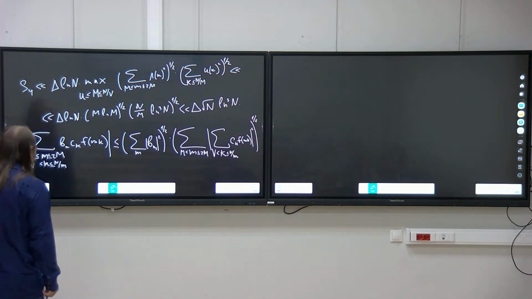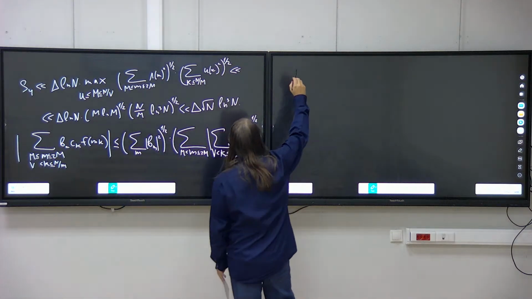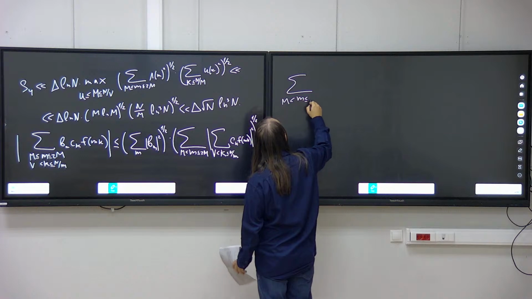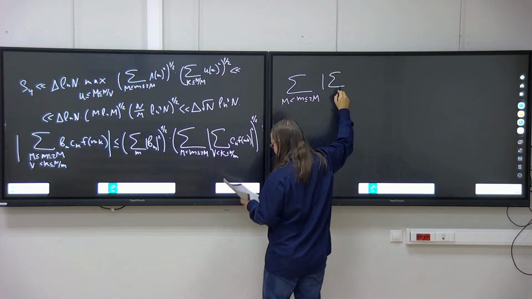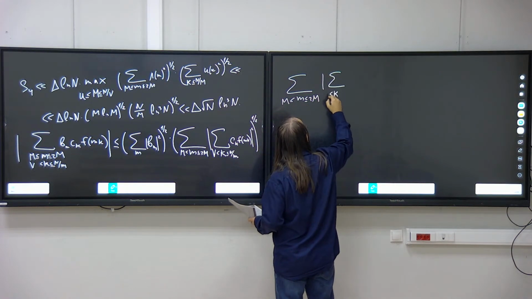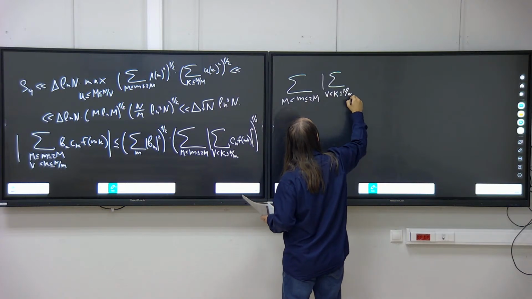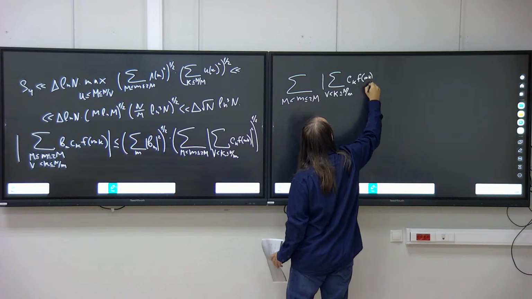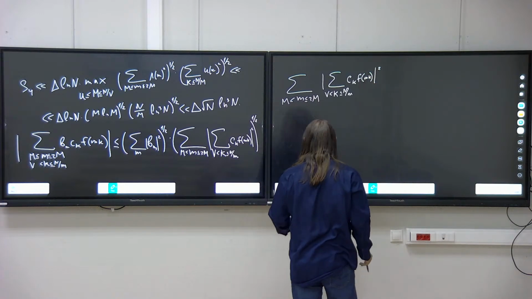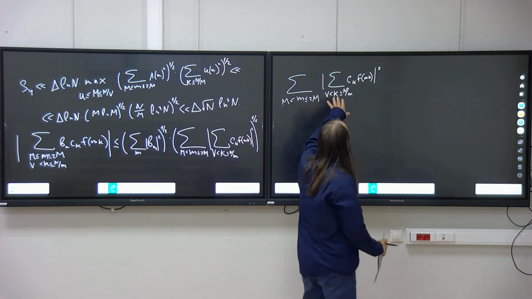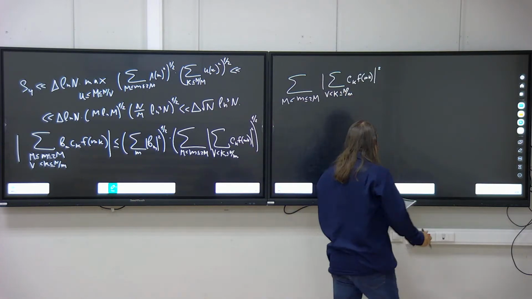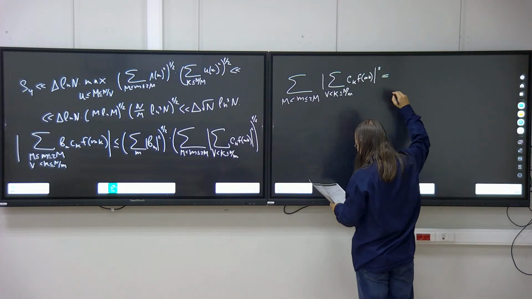Expanding the brackets, you are going to get what? Sum over all m between M and 2M, sum over all k between V and N over m, c_k f of mk squared. Then you multiply this sum by its conjugate. And expanding the brackets, you are going to get the following.